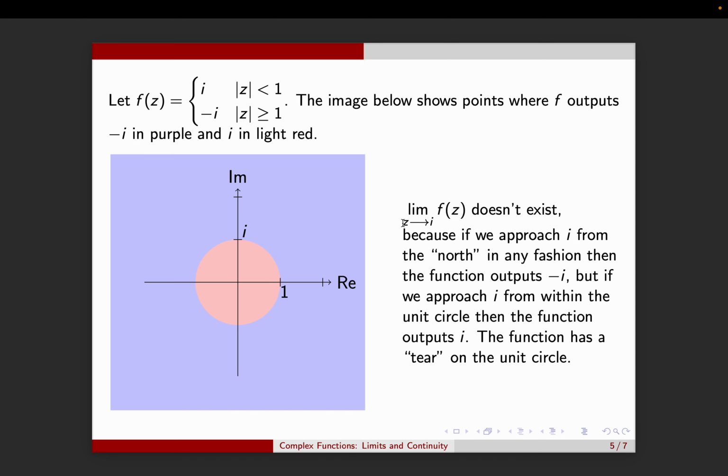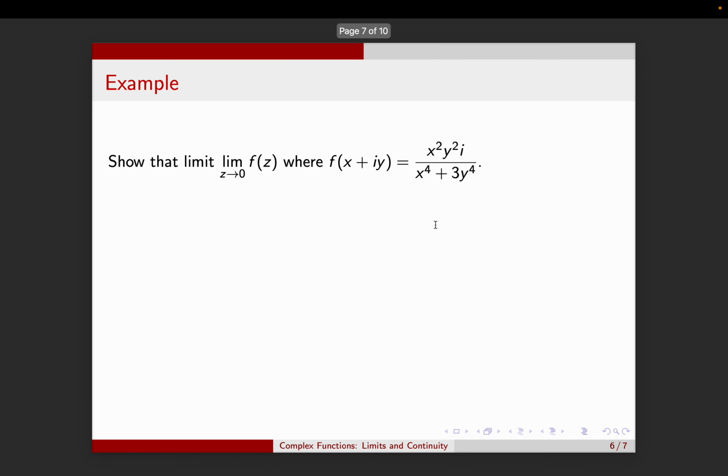The limit as z approaches 1 also won't exist for the same reason. If you try to approach any of these points along the boundary of the circle, you'll get a limit that doesn't exist, because if you take a path from inside the circle and compare it to an input path outside the circle, you're going to get different limits for your outputs. So here's an example of a function whose limit doesn't exist at a particular place.